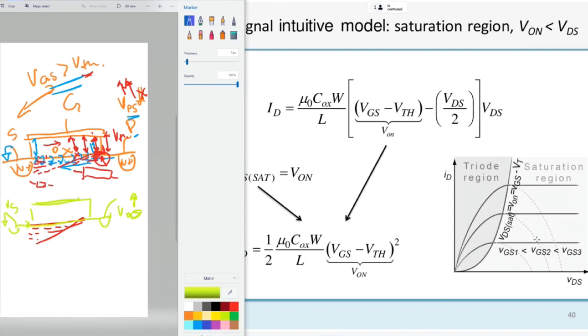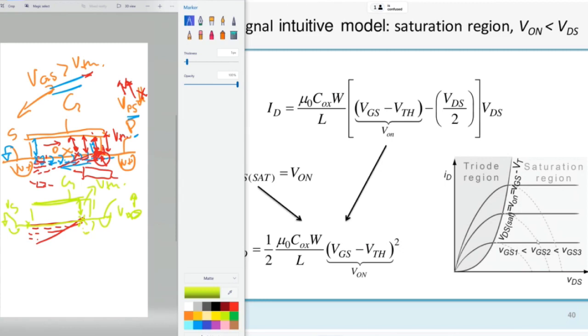At a certain point, the voltage between the gate and this point will be exactly the threshold voltage. Here it will be much higher than the threshold voltage, and here it will be less than the threshold voltage. So at this point I'll have no channel. It will be a depletion region.